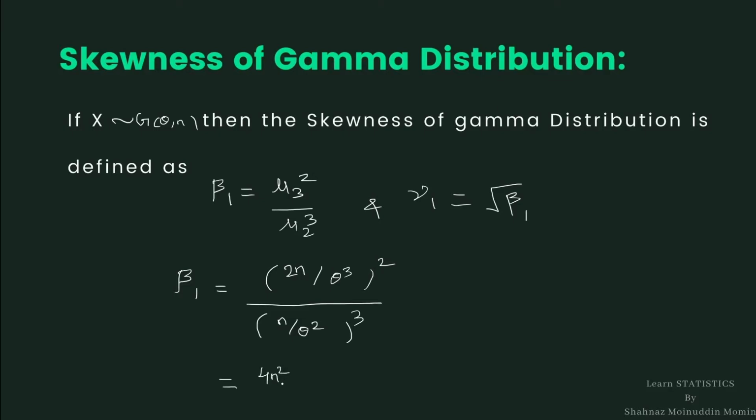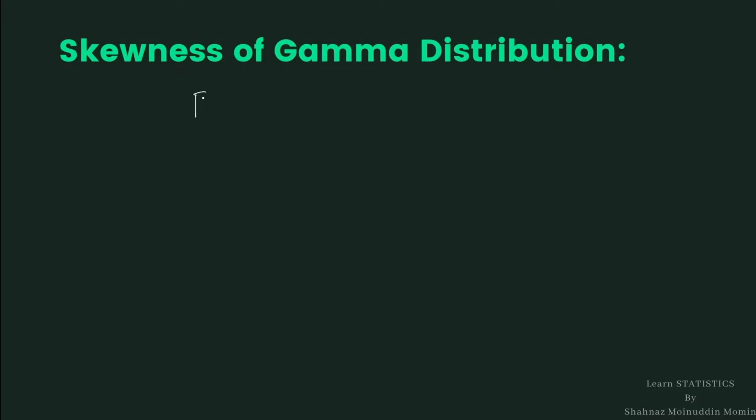So it is equal to 4n square divided by theta raised to 6, multiplied by theta raised to 6 divided by n cube, which is equal to, here theta raised to 6 and theta raised to 6 get cancelled, so beta 1 is equal to 4n square divided by n cube, which is 4 upon n. This is the value of beta 1.